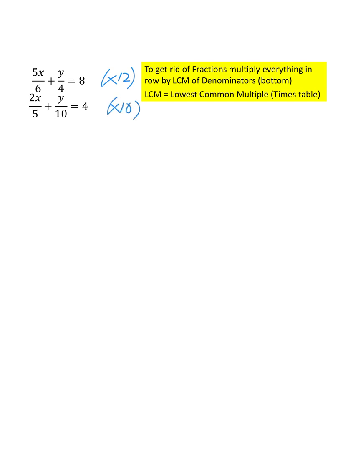Now, when you're multiplying a fraction by a whole number, you just multiply the top. So I'm just going to do 5x times 12, so that would be 60x all over 6. Now the next one, I'm just multiplying the y, so that would be 12y over 4. And then 8 times 12, that would be 96.